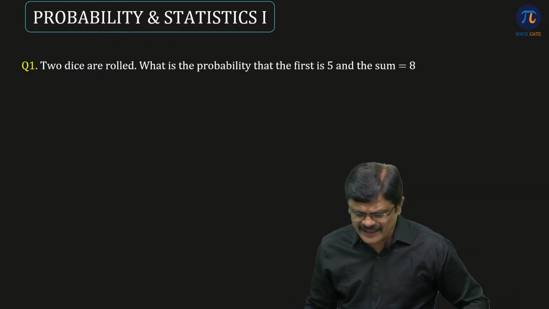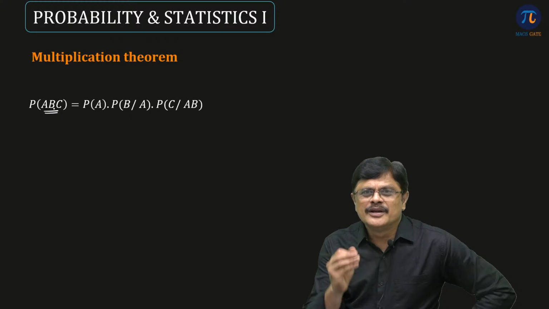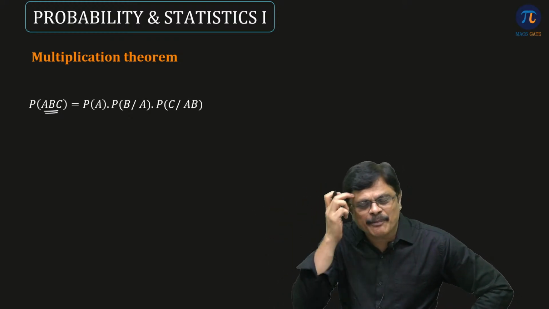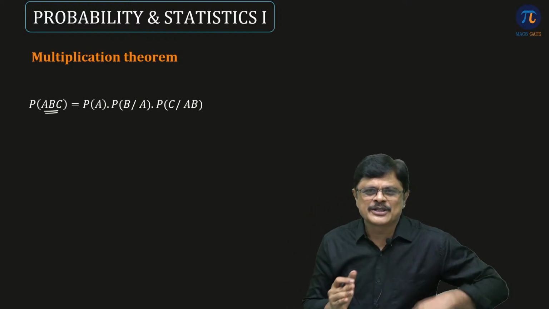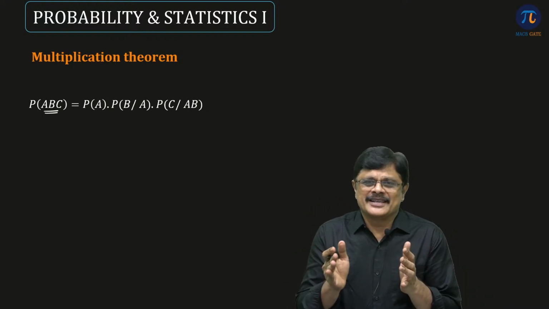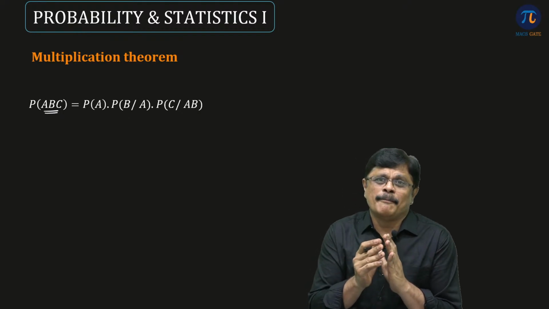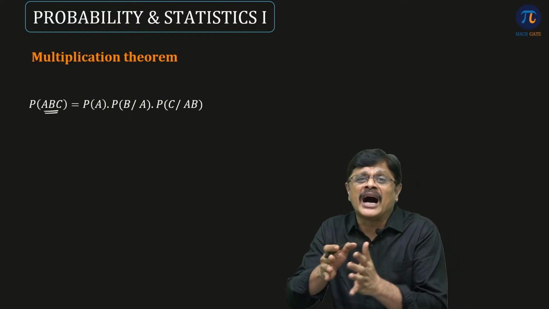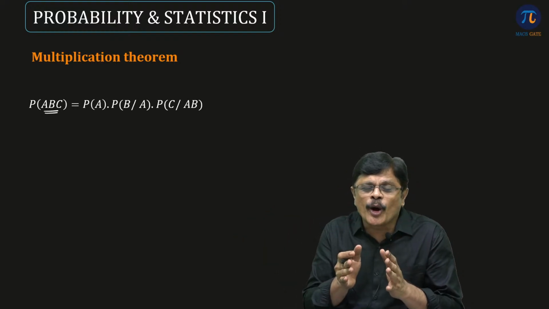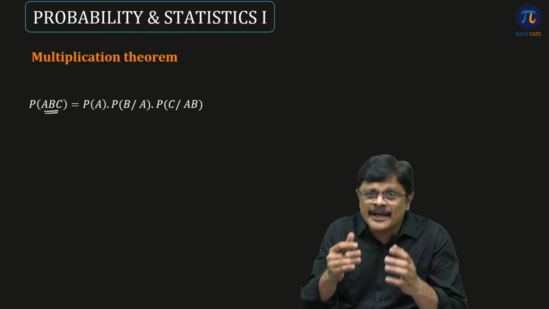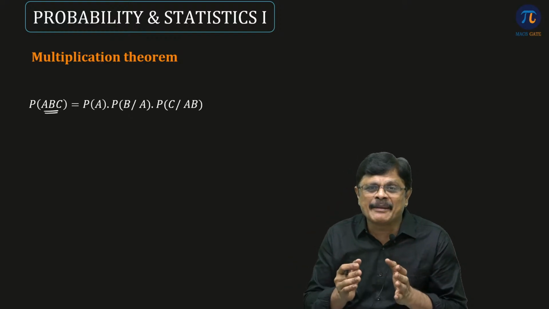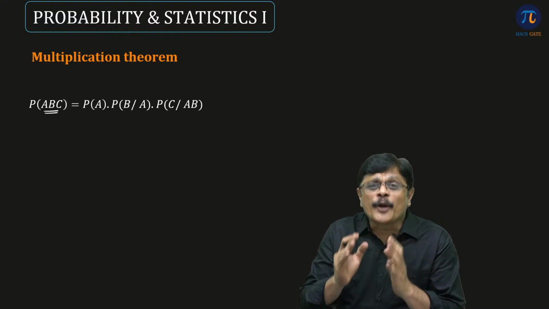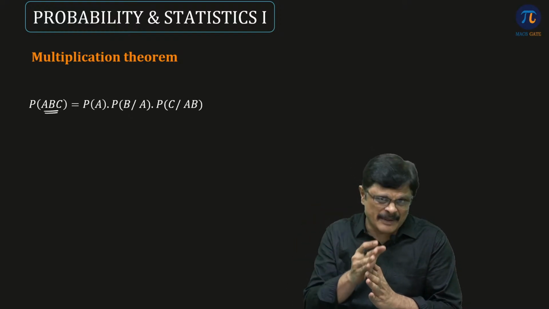Actually, the result which we have written can be generalized to 3, 4 or 20 events also, my dear friends. So when you generalize, probability of A and B and C. Here we have 3 events. When you talk about this multiplication theorem, we assume that these events are happening one after the other. So what is the probability of A and B and C happening? It is given by, suppose first A is happening, probability of A into probability of B when A has already happened.